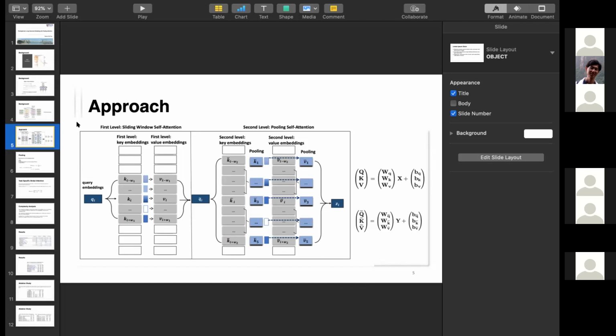So this paper proposed a two-level pooling mechanism so that the model can take in more than 500 tokens, and the complexity of calculating the attention is only O(n) square, so that given limited computation resources, we can also make the model run.